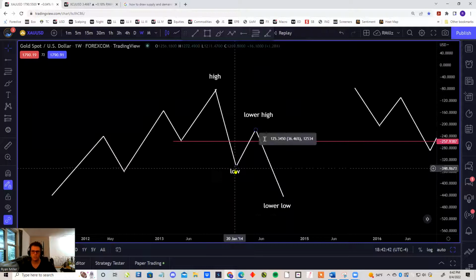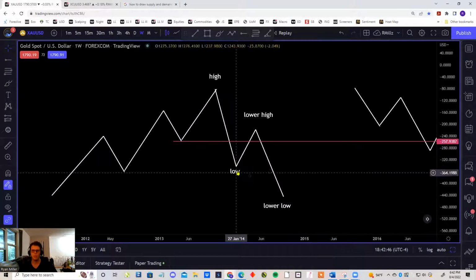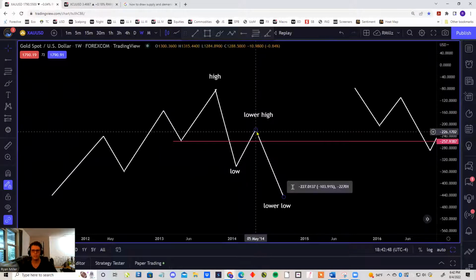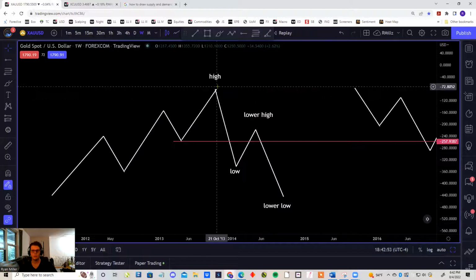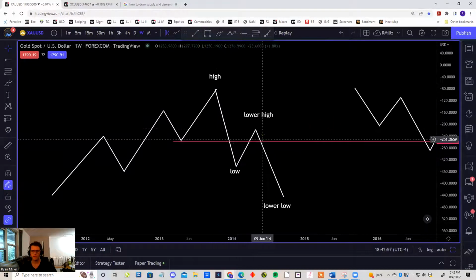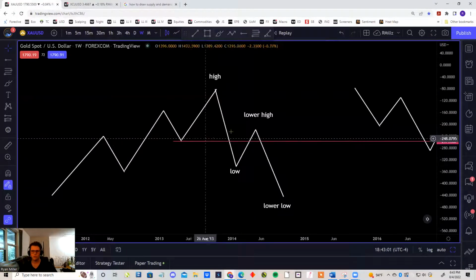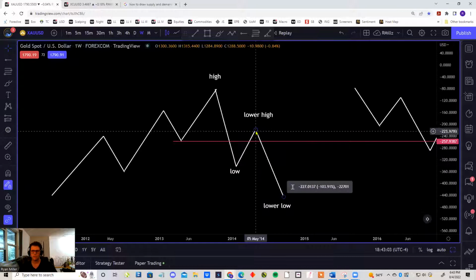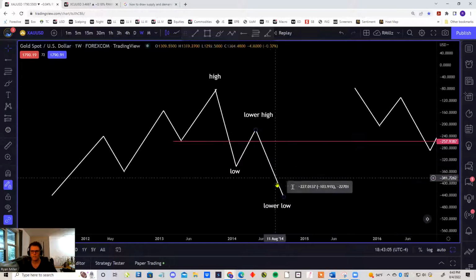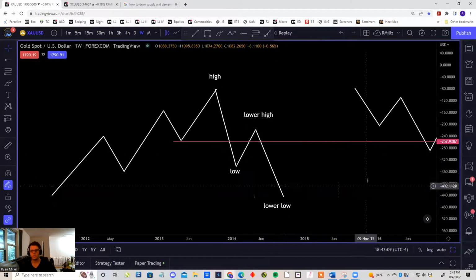But once we get this move, anytime structure is broken, we expect a pullback. So we get the pullback here, and what we're anticipating at this point is this lower high now forming to join this big move that came into the market to the downside. So we got this big move, high, low. We get the pullback to structure, and we're anticipating this lower high forming to then take it down to create a lower low, and then we have our established downtrend.